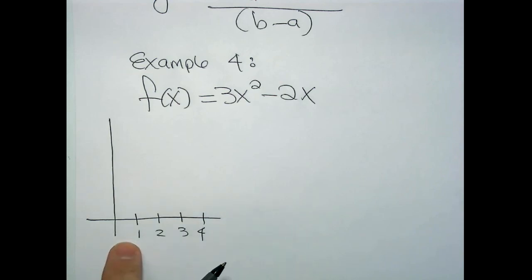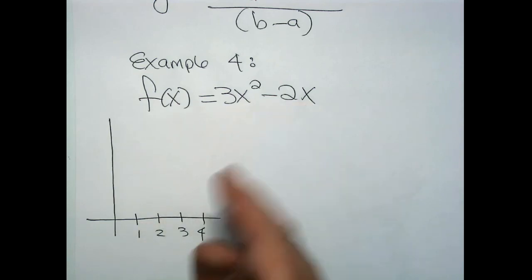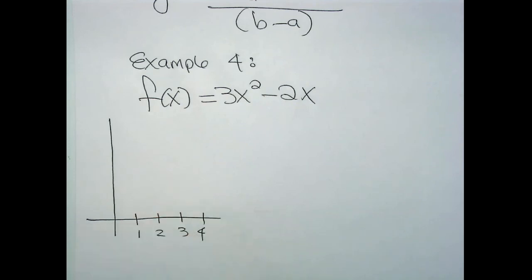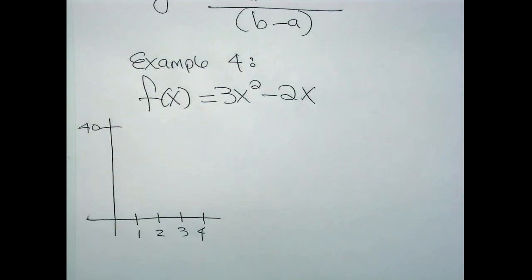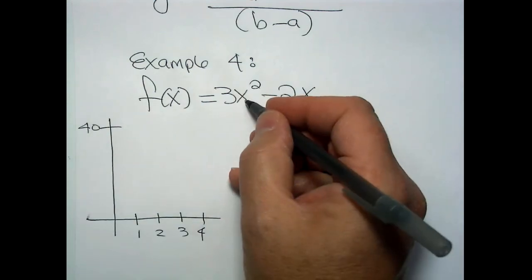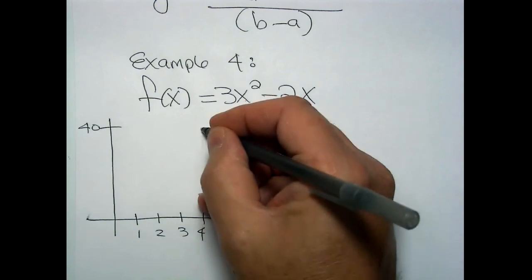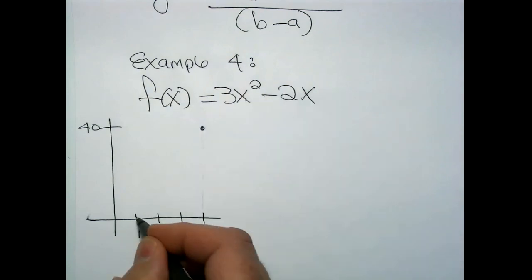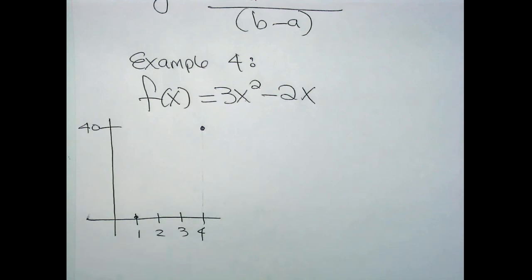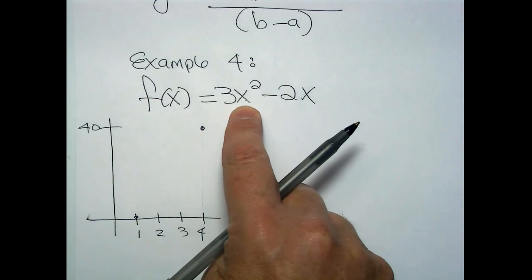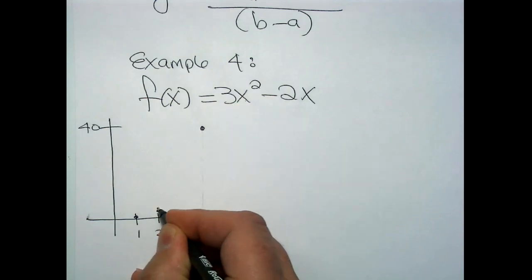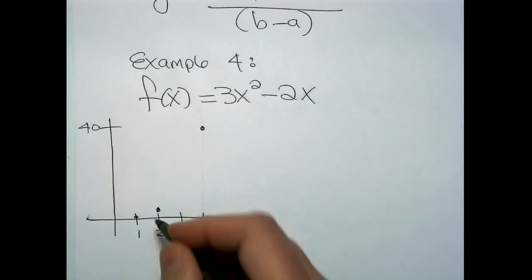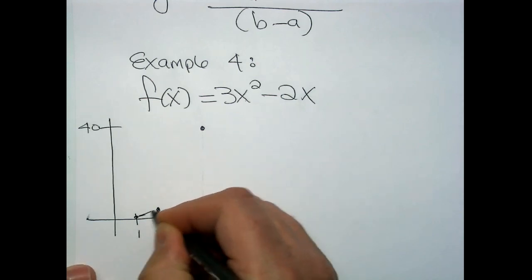Now the first data point would be 3 minus 2, which is 1. But I'm actually going to have to change my axis considerably here because we're going to go all the way up to 40. So if you put a 4 in here, you would compute y value 40. If you put a 1 in, you compute y value 1. And if we put a 2 in, we're going to get 12 minus 4 is 8. And so the curve comes up and looks like this.